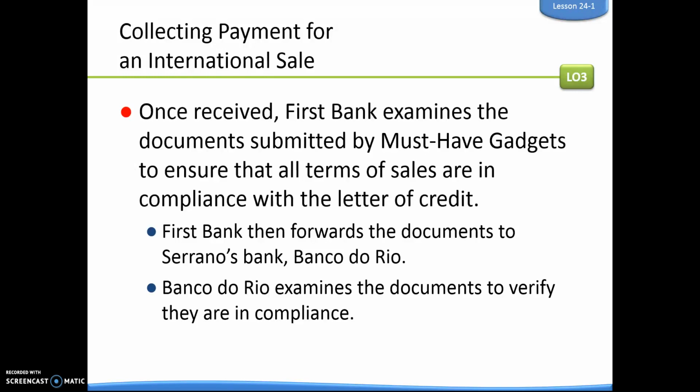First, the Must Have Gadgets checks everything. Then their bank checks everything. Then they send it to the other company's bank. Then that company's bank sends it back to their company. And everything takes time to get checked.